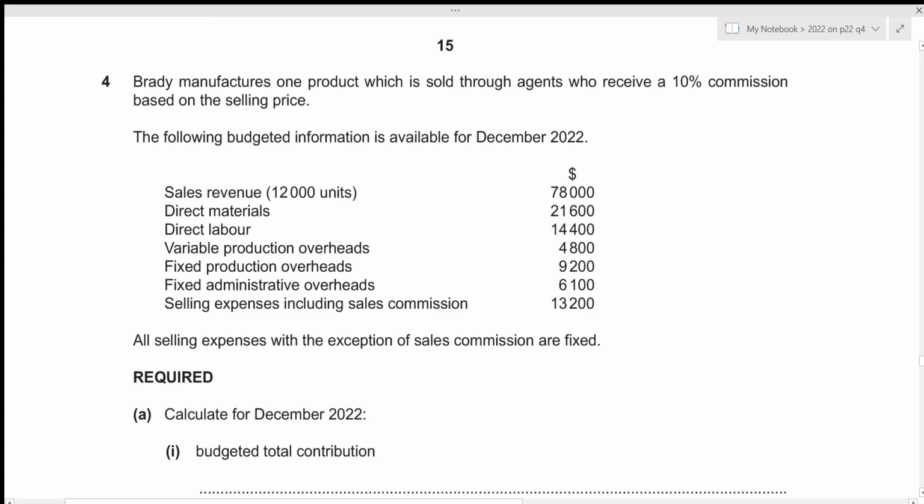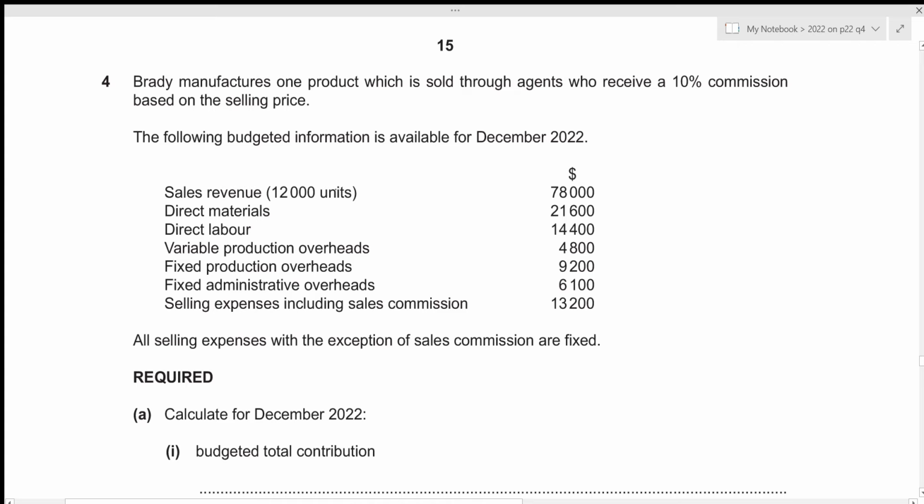Hi everyone, in this video we will be going over A-Level Accounting 2022 October-November Paper 2 question number 4. This is the structured paper 2 which consists of 4 questions. 2 of them are of 30 marks and 2 of them are of 15 marks, and we are given a total time limit of 1 hour and 30 minutes.